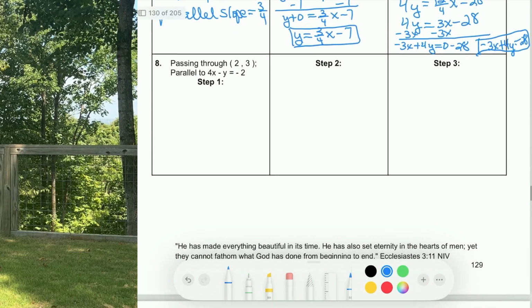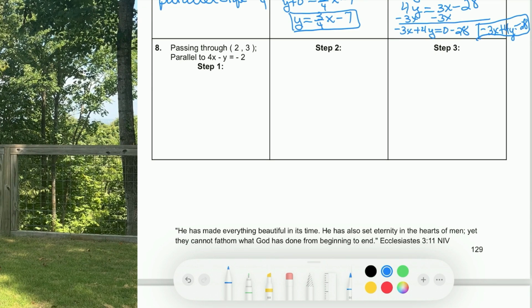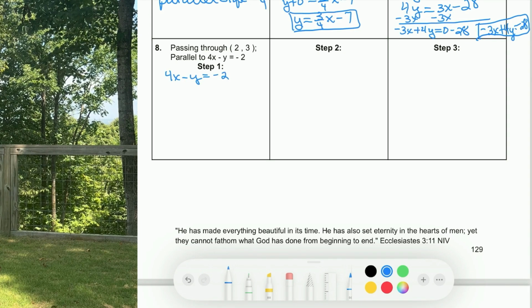Number 8. Passing through the point 2, 3 and parallel to the equation of the line 4x minus y equals negative 2. So this time they didn't give us our slope. We've got to actually change the original first equation into slope-intercept form so we can see what our slope is. So let's do that. We have 4x minus y equals negative 2. I'm going to subtract the 4x, because remember the goal is always to get the y by itself for graphing. So that's 0 minus y equals negative 4x minus 2. So it's negative y equals negative 4x minus 2.